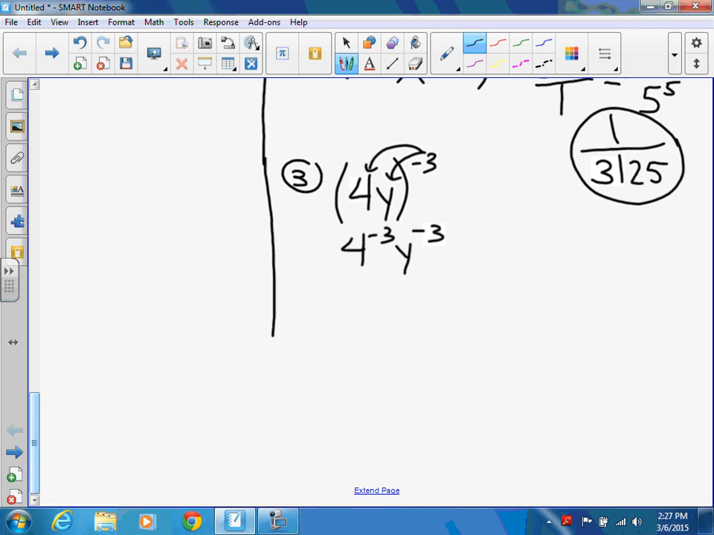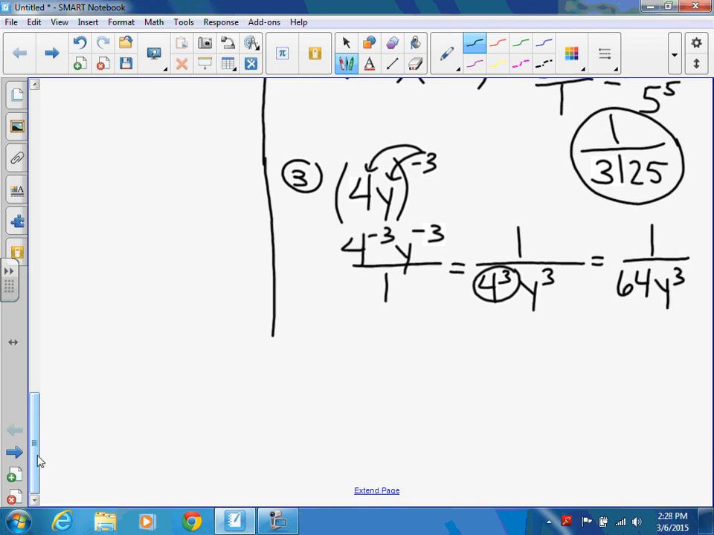And if you recognize it, neither one of them are happy. Right? And right now, both of them are sitting on top of 1. So we're going to flip them. We're going to move them around to make them happy. The 4 is going to go to the bottom and become 4 to the 3rd power. The y is going to go to the bottom and become y to the 3rd power. And then your 1 will stay up top. You're not finished yet. You're never allowed to have a coefficient in front of letters that's a power. You got to evaluate it. So 4 to the 3rd power is really going to turn into 64. So your final answer for this one is 1 over 64 y to the 3rd power. And that would be a finished answer. Okay, let's take a look at some others.